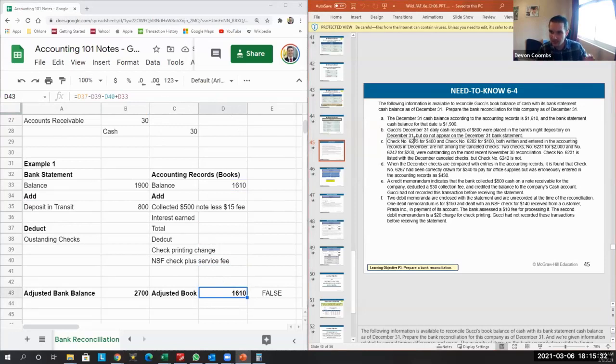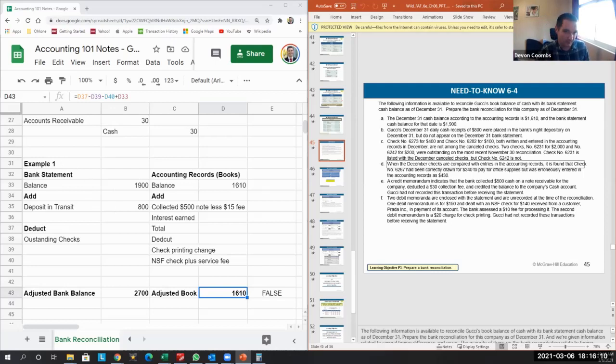Next one, checks. We wrote these two checks, $500 worth of checks in December. Both were written and entered in the accounting records. Then we have these two other ones that are outstanding. Check 621 is listed in the December canceled checks, but check 6242 is not. So we have to go through. These are checks we wrote, right? These are checks that we wrote that aren't cashed. So where does that get put? On the bank statement or the accounting records?